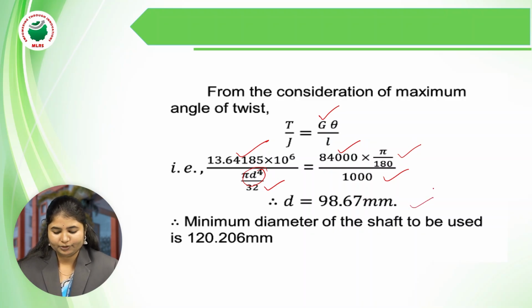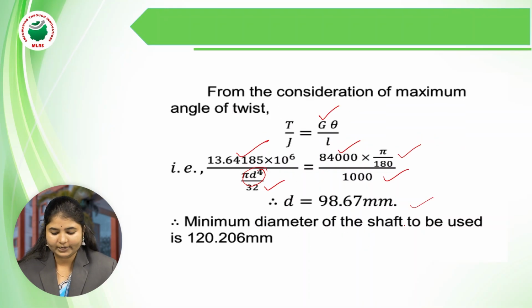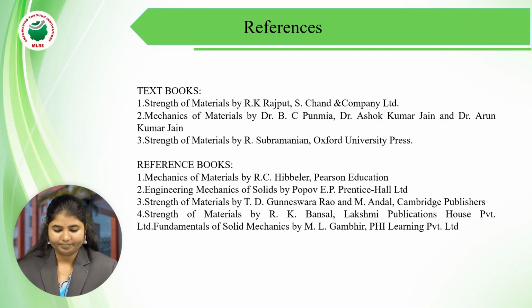Then the minimum diameter of the shaft to be used: here we got 120 mm and here we got 98.67 mm. So the minimum diameter of the shaft to be used is 120 mm.